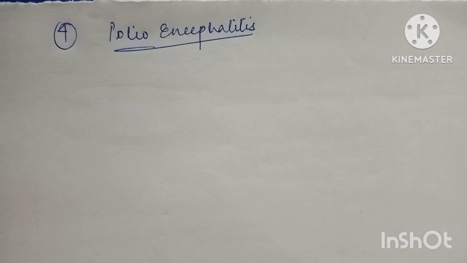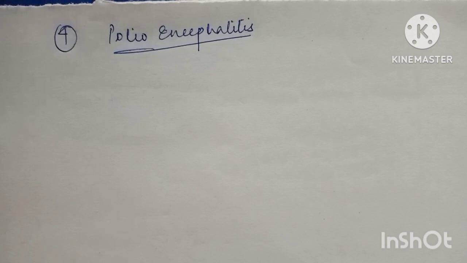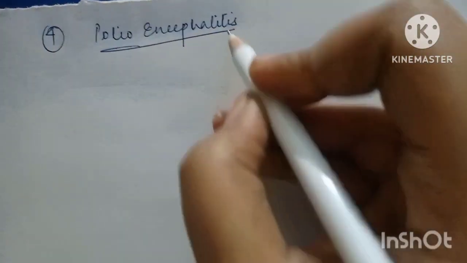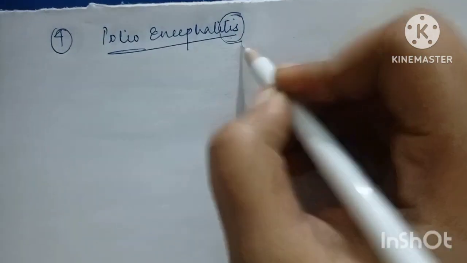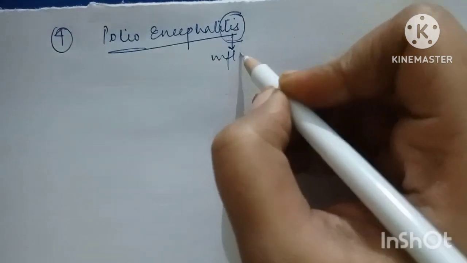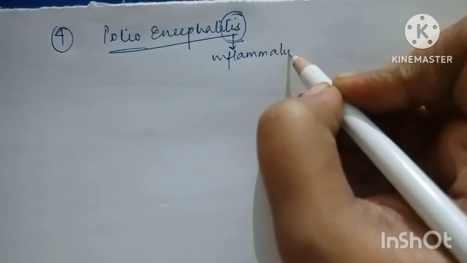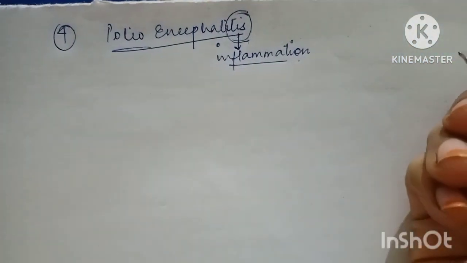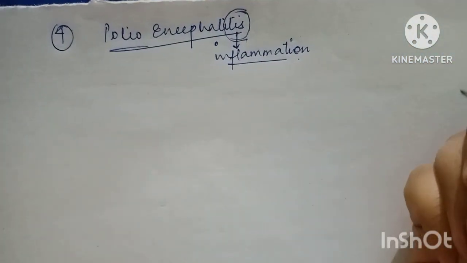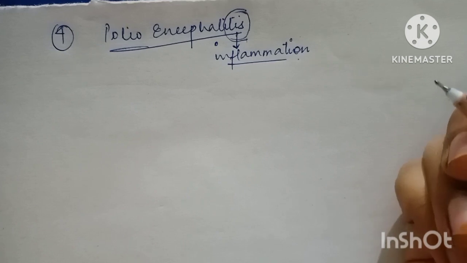Now the fourth type is polioencephalitis. As you can see, the suffix itis stands for inflammation. So by this it becomes very clear that there is inflammation of the motor neurons within the brainstem.